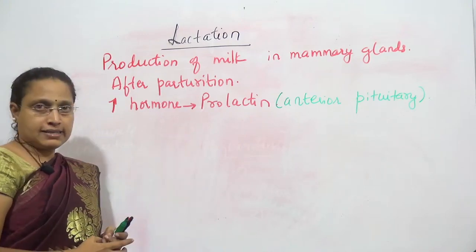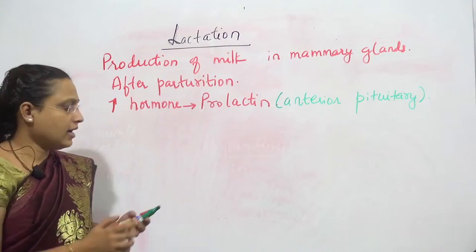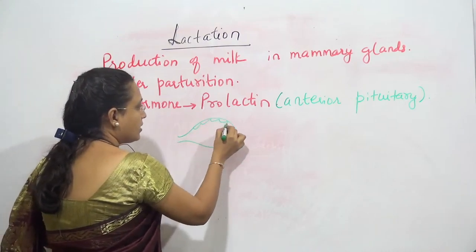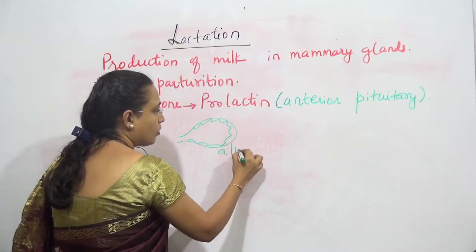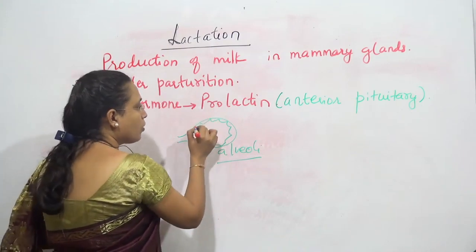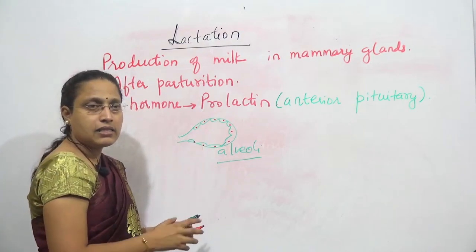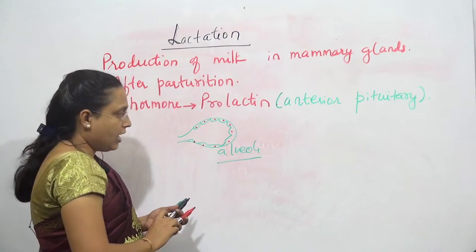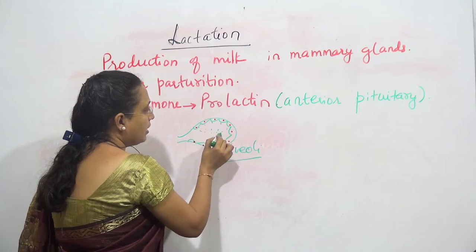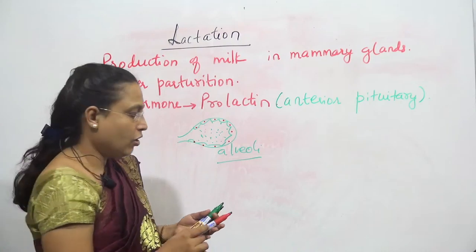Prolactin is called the milk secreting hormone. When it is released from the anterior pituitary, these prolactin molecules go and bind to the receptors present on the cells of the milk secreting unit called alveoli. As a result, the cells start secreting the milk. And therefore, prolactin is called the milk secreting hormone.